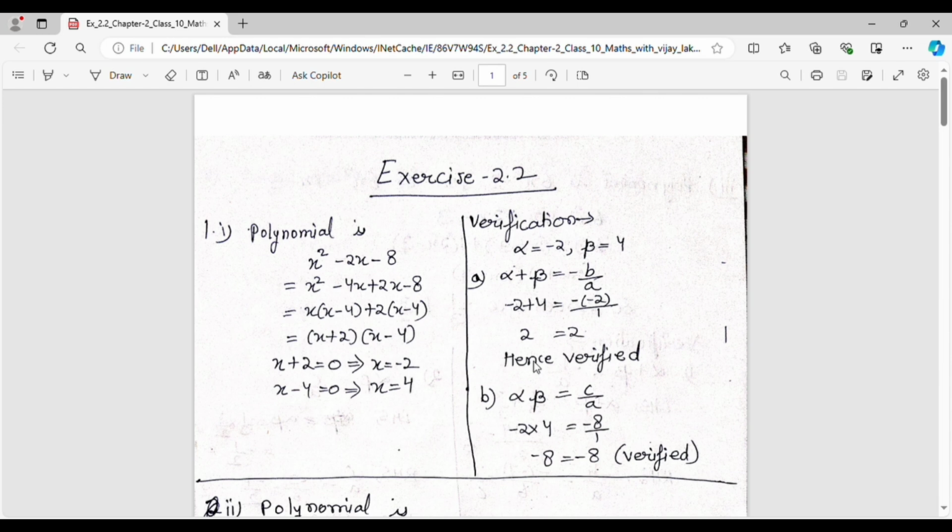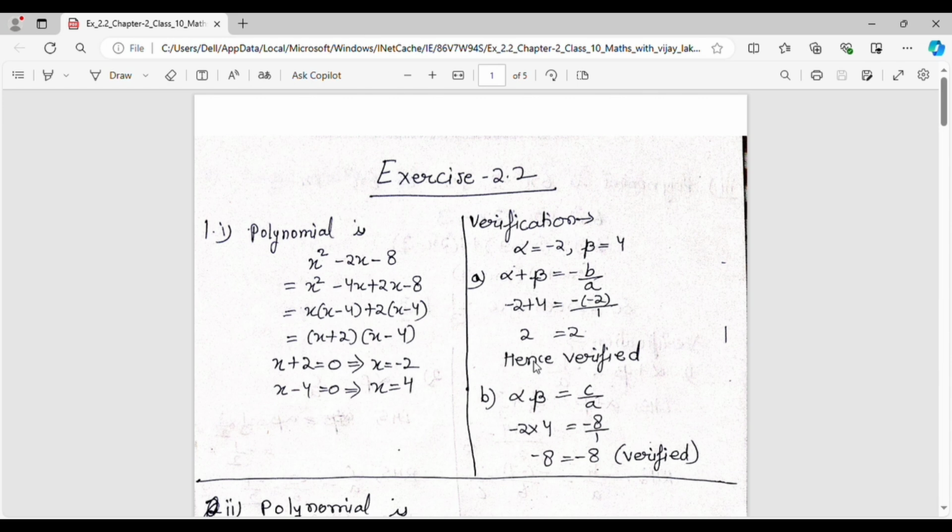So we will solve it by using the method of factorization, which is the splitting of the middle term. Here we need two numbers of which the product is minus 8 and the sum is minus 2. So those two numbers can be minus 4 and 2 respectively. So we can split the middle term, as you can see. Then we'll get two zeros, x equal to minus 2 and 4. So the first part of this question is solved.